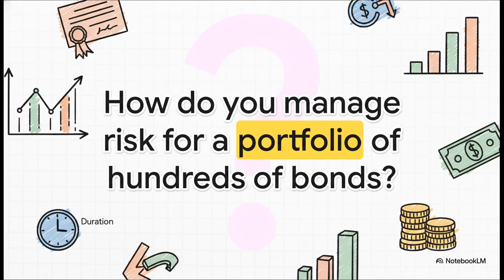So let's leave you with one final thought to chew on. We figured out how to measure the risk of a single bond using duration. But what happens when you're a portfolio manager and you're not looking at one bond but 100 of them, or 1,000, all with different durations and different risks? How do you manage all of that? Well, that's the central challenge of modern fixed income, and a fantastic place to continue your learning journey.